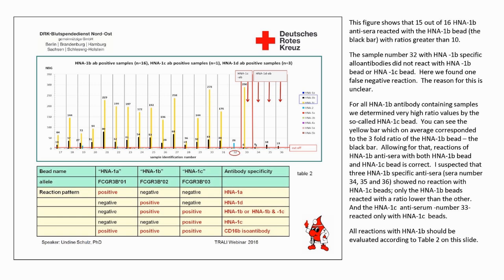As suspected, the 3 HNA1D specific antisera, sera number 34, 35, and 36, showed no reactions with HNA1C bead. Only the HNA1B bead reacted with a ratio lower than the others. And the HNA1C antiserum number 33 reacted only with HNA1C bead. All reactions with HNA1B should be evaluated according to Table 2 on this slide.